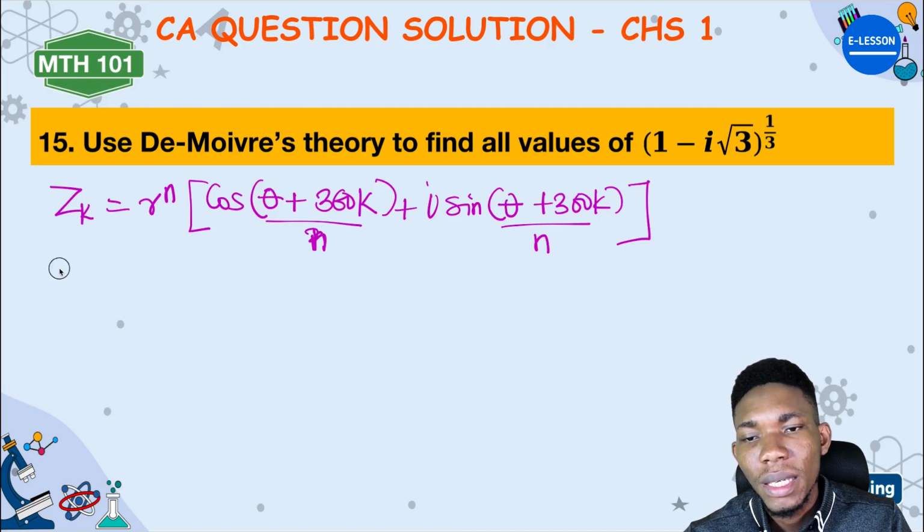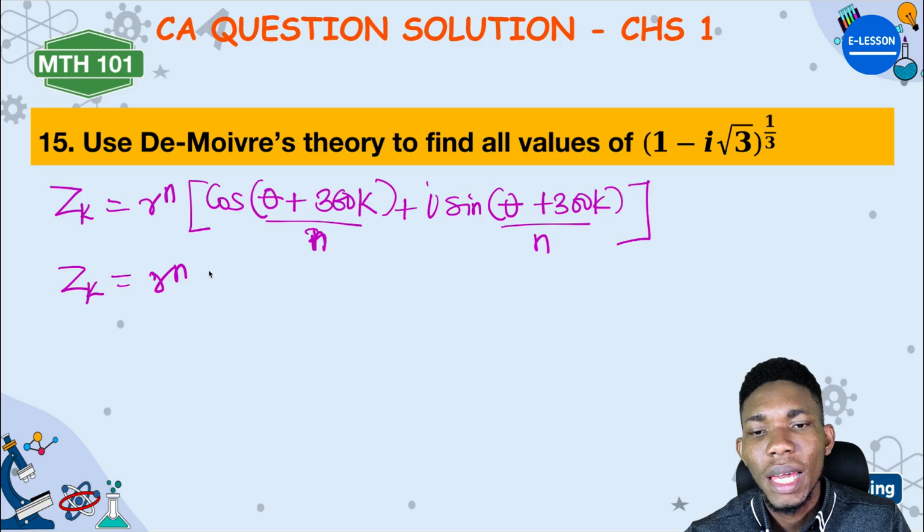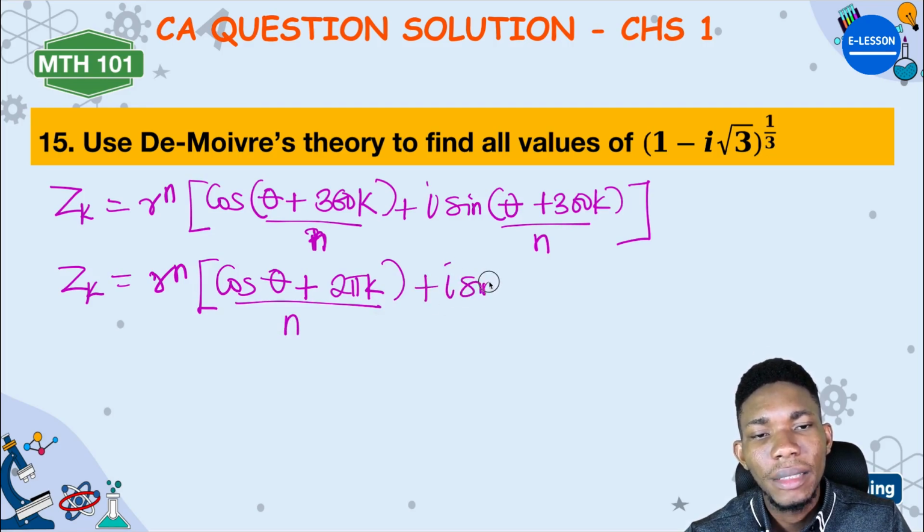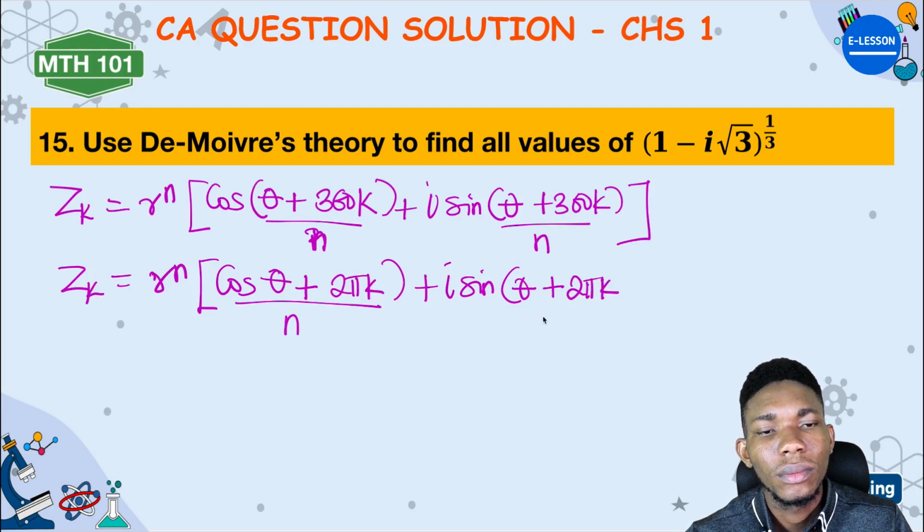Now, how about in radians? It says r to the power of 1 over n, bracket cos of theta plus 2 pi k, all divided by n, plus i sine of theta plus 2 pi k, all divided by n.